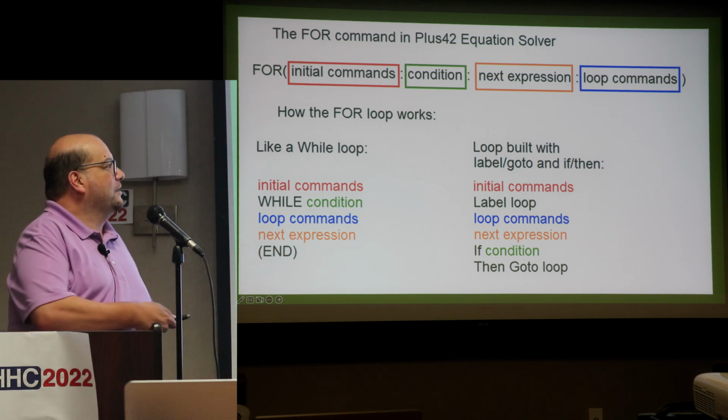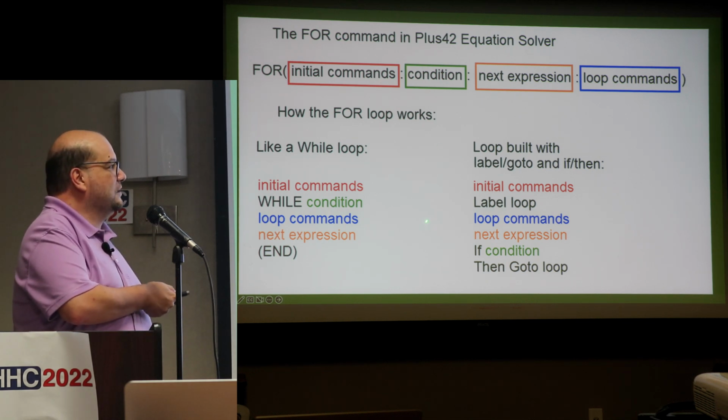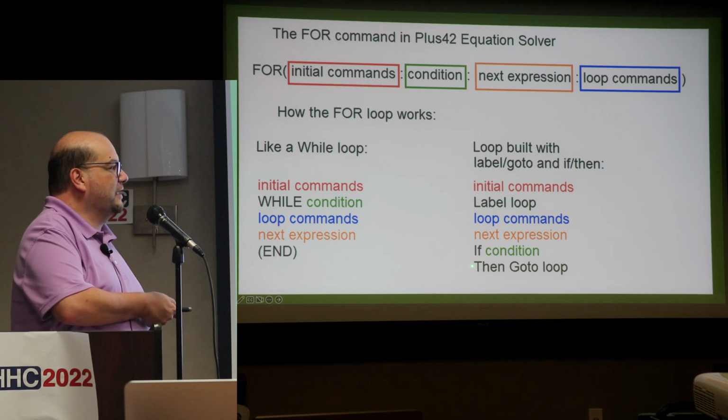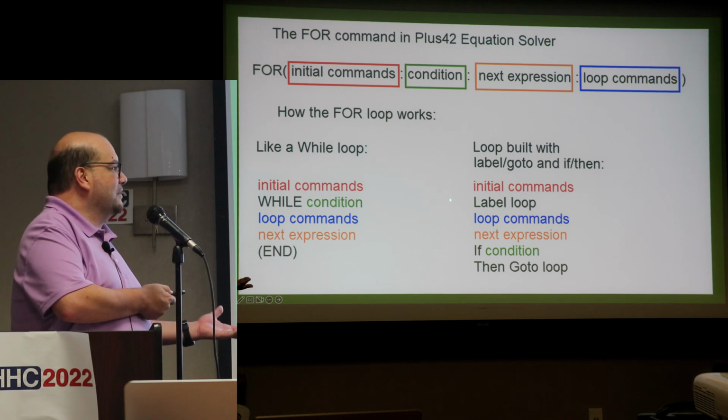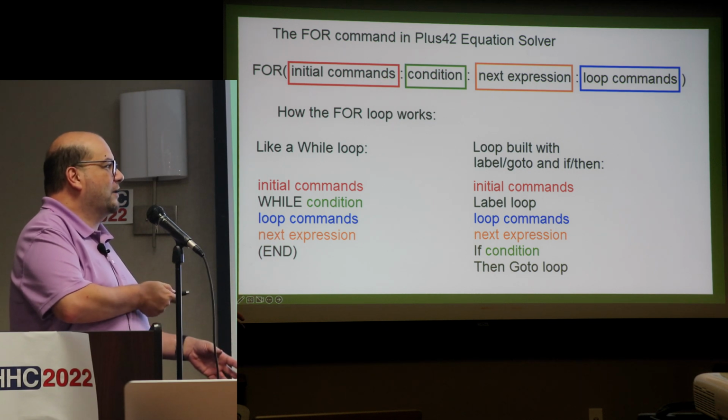And then on the right here, here's what a for command in the solver looks like if you were using labels and go-tos. Initial commands, and then you have a label, and then the loop commands, next expression. If condition is true, then start back over again.